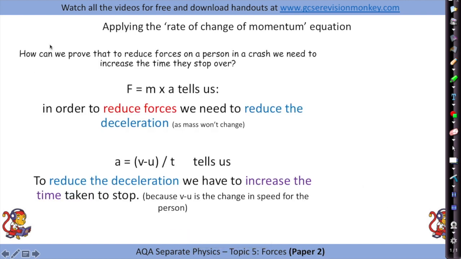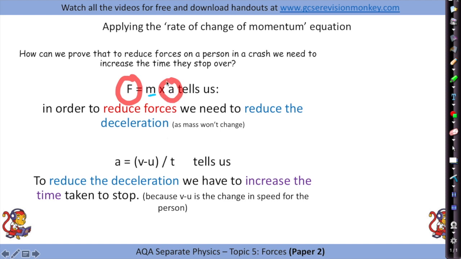So how can we prove that to reduce the forces on a person in a crash, we need to increase the time they stop over? How do we know that? Well, F equals ma tells us that in order to reduce the force, I have to reduce the acceleration. That's because in an accident we can't suddenly become lighter, so I can't change the mass of a person. I can only change their deceleration.